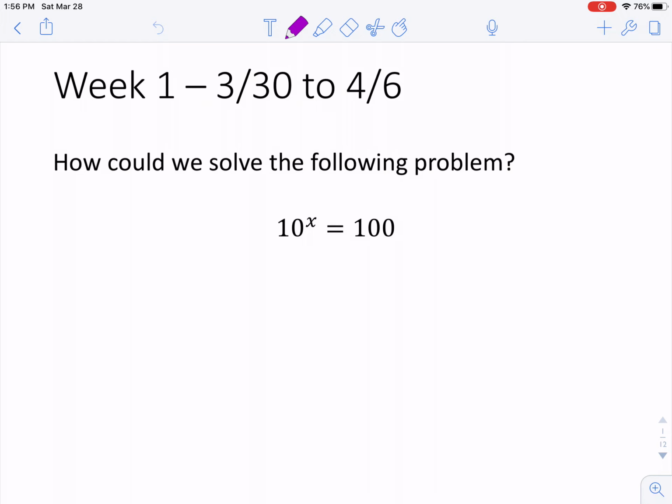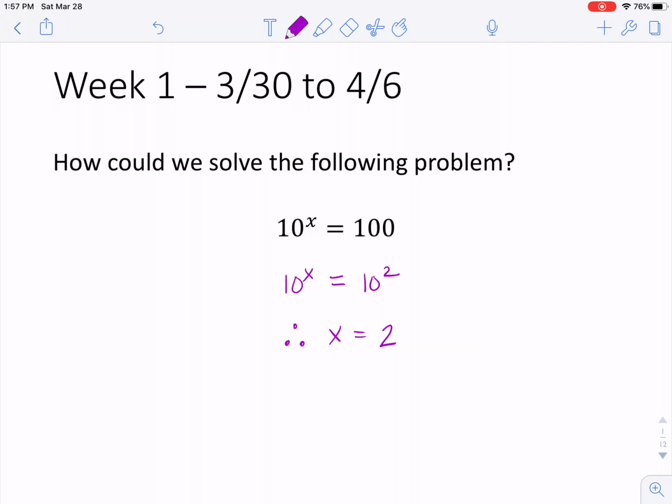So, take a look at the following problem. If I asked you to solve this problem, what would you tell me to do? Pause for dramatic effect. Yes. All right, so you would tell me that we would rewrite 100 as 10 squared, and 10 to the x is equal to 10 squared. Therefore, x has to be equal to 2. So far, we haven't done anything brand new.